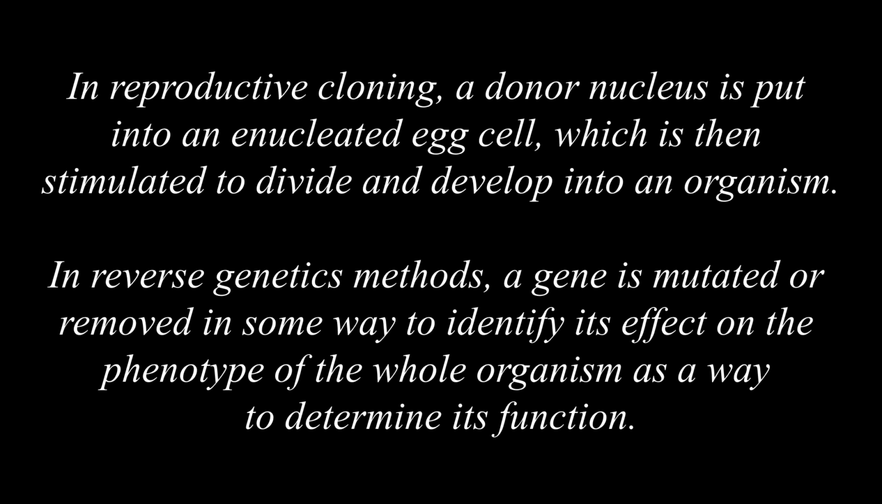In reproductive cloning, a donor nucleus is put into an enucleated egg cell, which is then stimulated to divide and develop into an organism. In reverse genetics methods, a gene is mutated or removed in some way to identify its effect on the phenotype of the whole organism as a way to determine its function.